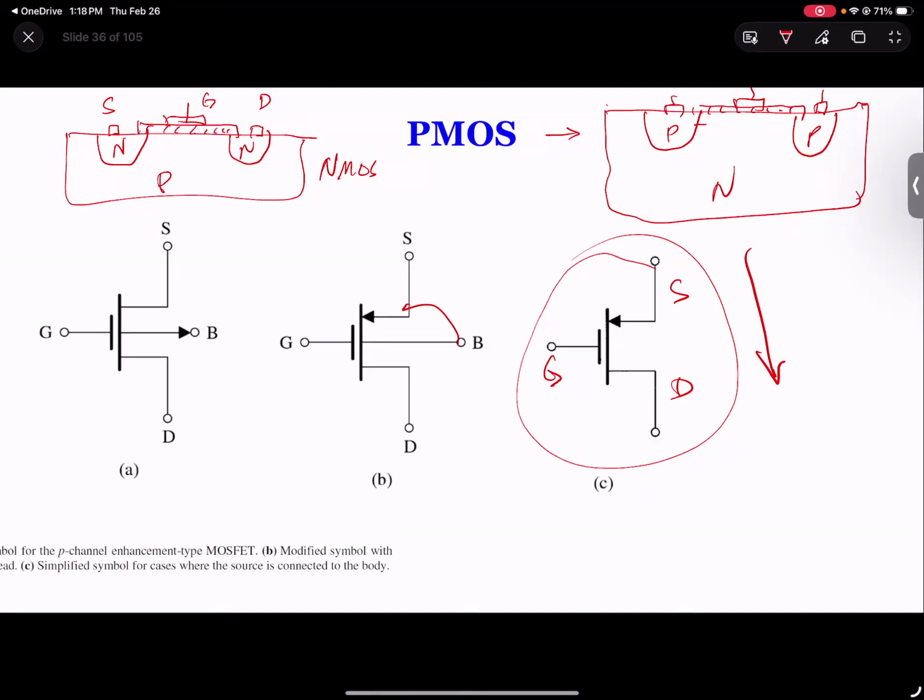Negative. Because VS has to be larger than VG. Because you're flowing current from top to bottom, so the top voltage has to be higher than the bottom voltage. So in the future, we don't use VGS anymore.